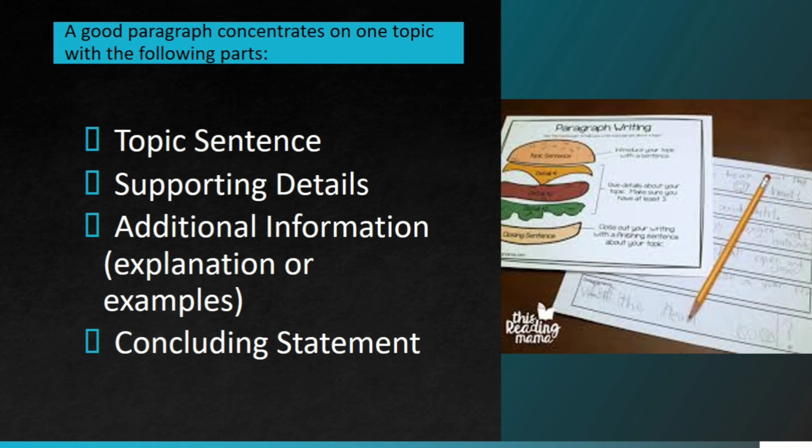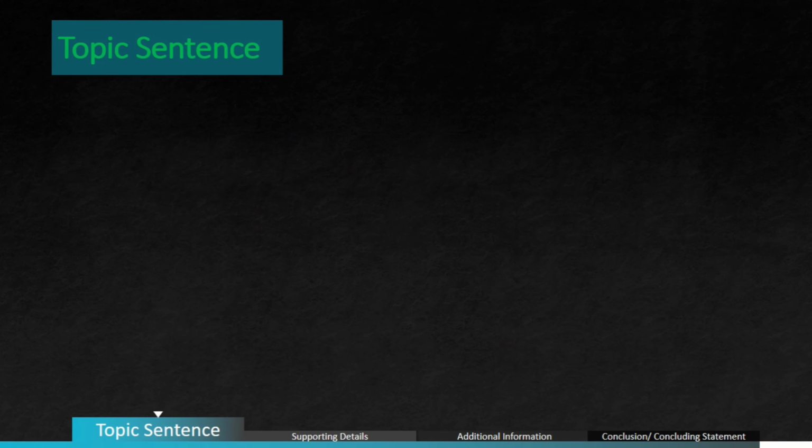Please remember that a good paragraph concentrates on one or a single topic with the following parts. First, topic sentence, supporting details, additional information, or it can be an explanation or example to your supporting details, and a concluding statement. Let's begin with a topic sentence.